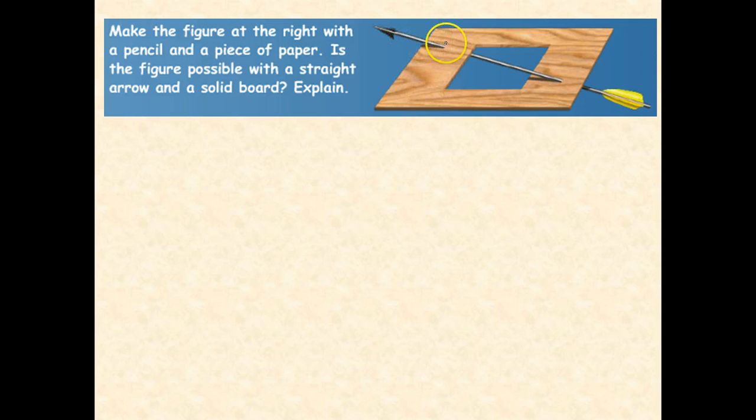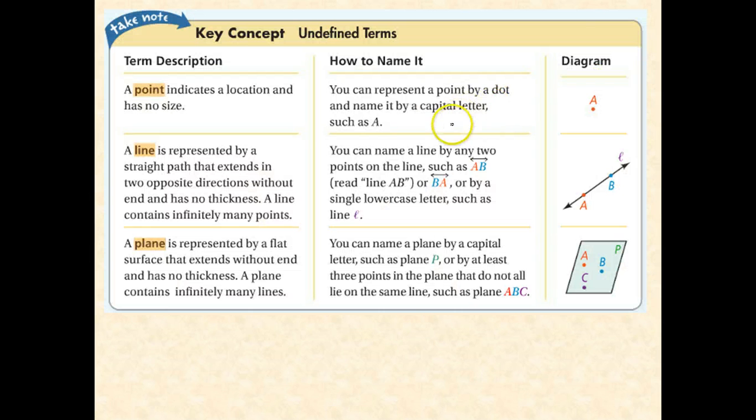But this does illustrate some of the concepts that we're going to use in geometry. This board would be like a plane, and this arrow would be like a line. And there's rules about how lines and planes and points and things like that interact. So here are some things that we can't really define. We just kind of take them as they are.